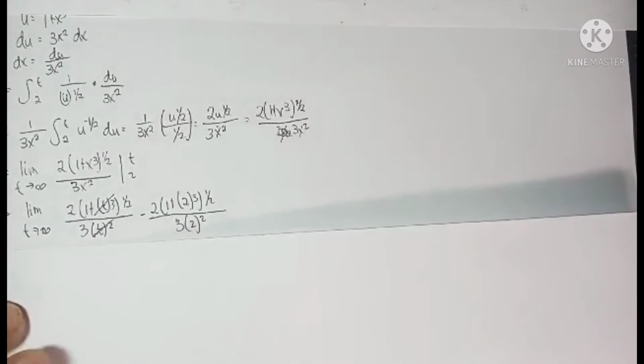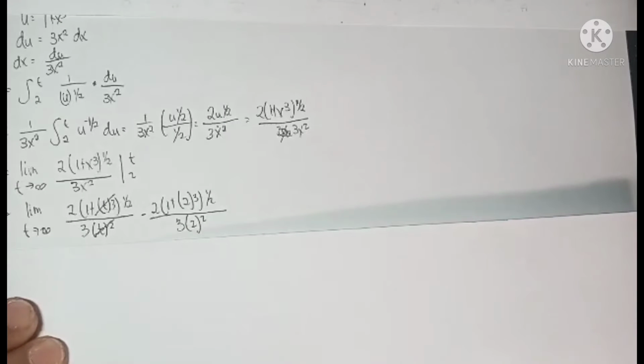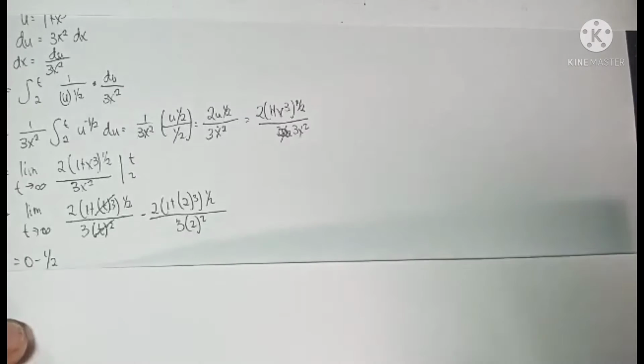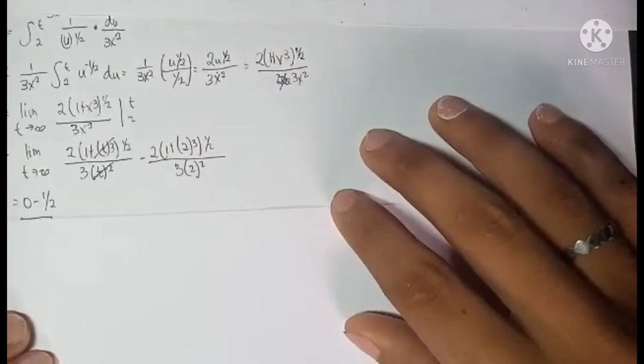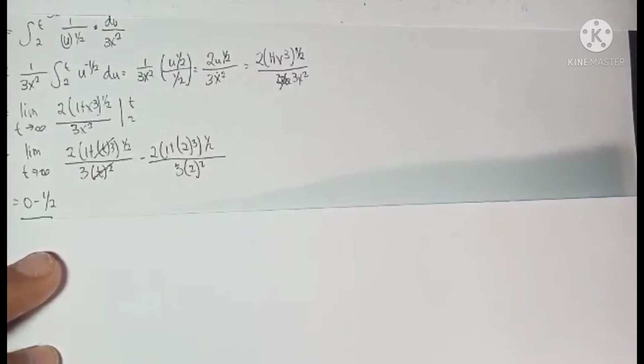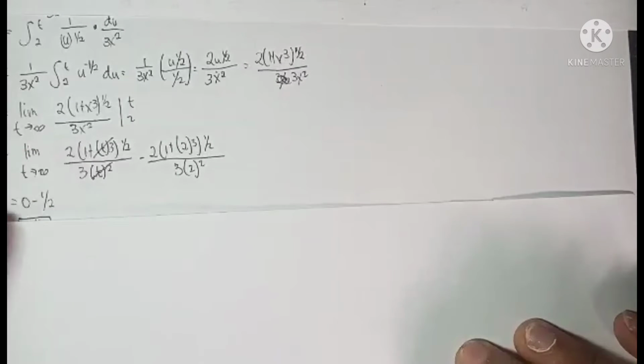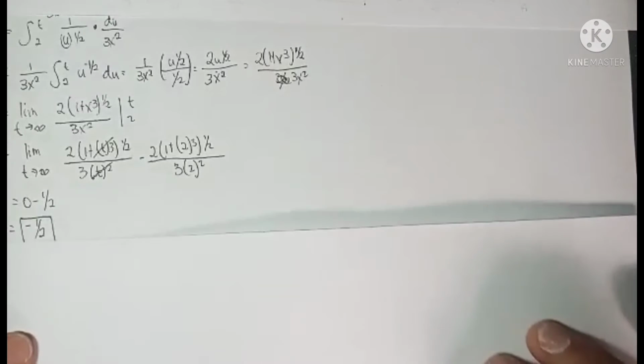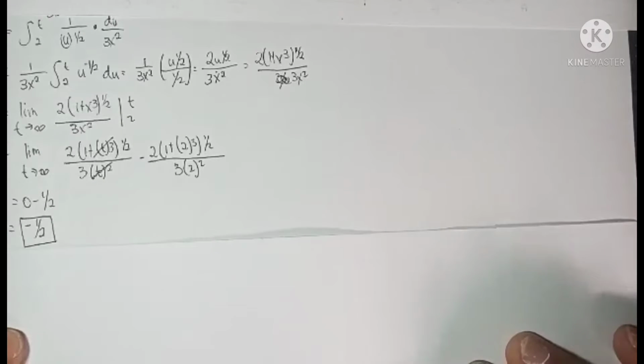So, limit of t to infinity 2 times 1 plus t raised to 3 raised to 1 half all over 3t squared minus 2 times 1 plus 2 raised to 3 raised to 1 half all over 3 times 2 squared. So, bali, ang kakalabasan is 0. Magiging 0 minus 1 half. So, bali, 0 minus 1 half is equal to negative 1 half.